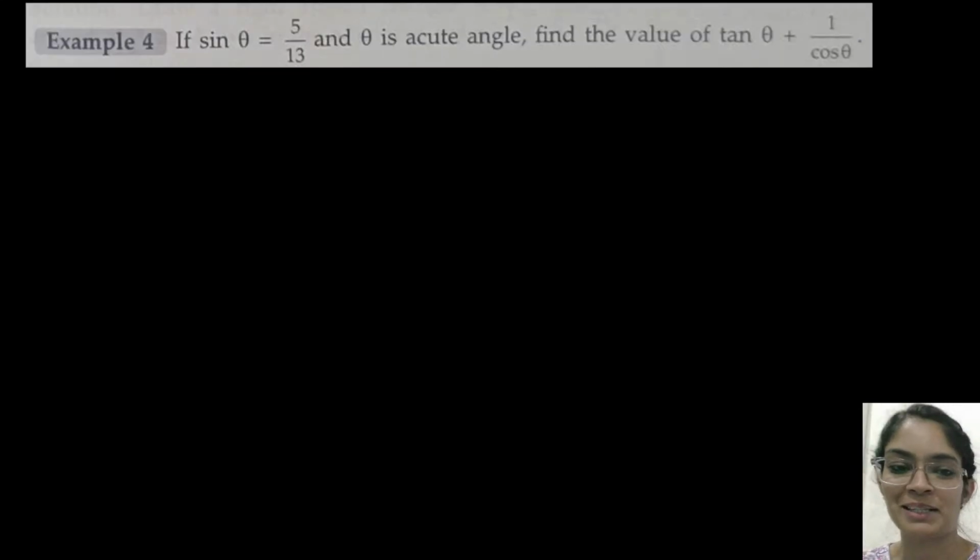Let's do the next one. Fourth question. This question is again similar to the previous question. I'll ask formulas, don't worry. You learn the formulas first of all.